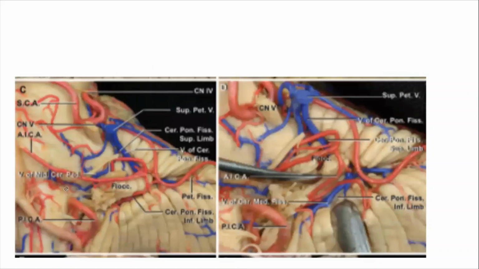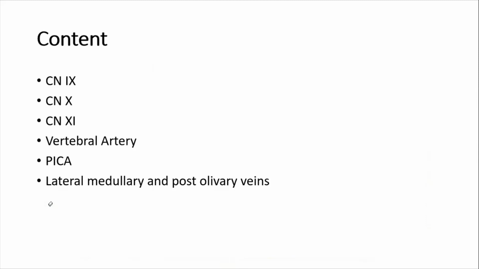A similar structure we can see in the PICA, which runs from the prepontine and the premedullary into the cerebellomedullary cistern. We can see that this figure starts from the premedullary cistern, and it travels posteriorly into the cerebellomedullary cistern. So the contents of the medullary cistern are the 9th, the 10th, the 11th, the vertebral artery, the posterior inferior cerebellar artery, the lateral medullary, and the posterior olivary veins.